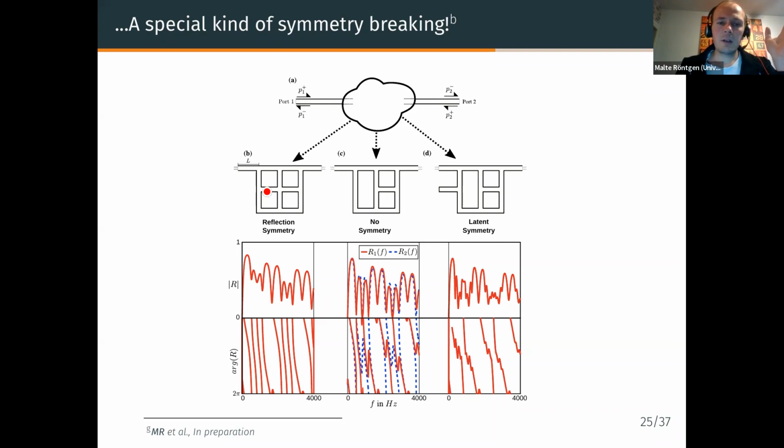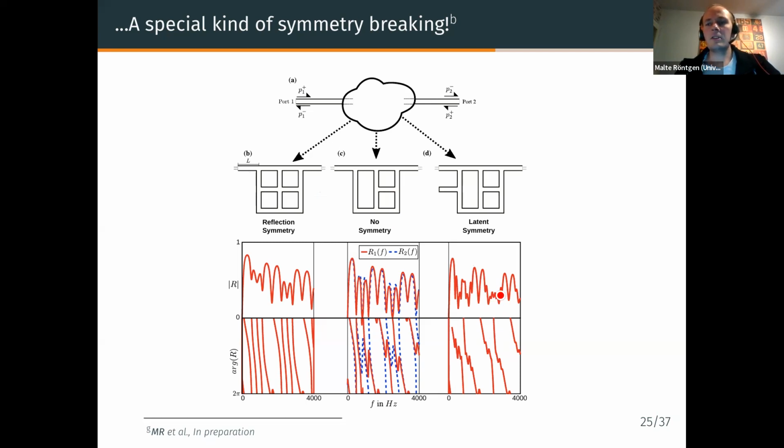Now, if we break this symmetry by, let's say, just randomly taking out one of those guys, we come to an asymmetric system shown here. And then it's just as we would expect or guess at first glance. Due to this asymmetry, R1 is no longer equal to R2. However, if we now still break this symmetry, but instead of removing this waveguide here, just flipping it to the left, as shown here, we break the symmetry still, but we keep latent symmetry, and we have R1 equal R2.